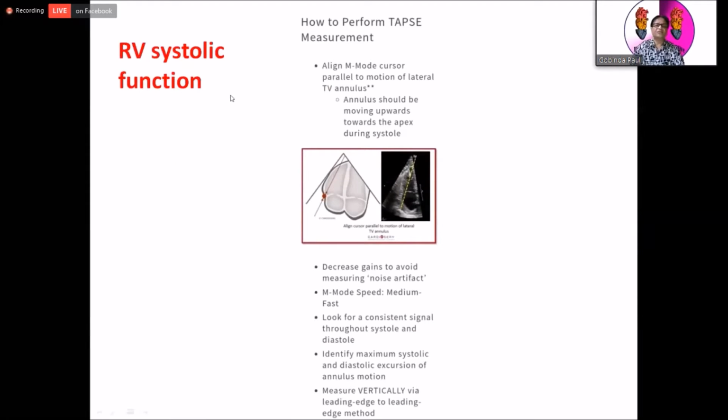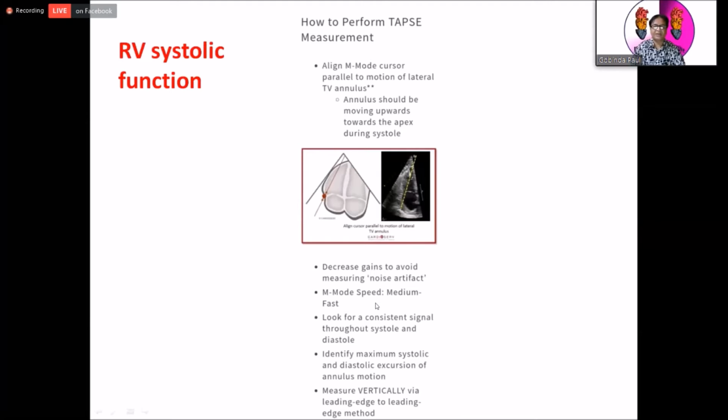Now RV systolic function we can assess by M-mode. Here are some guidelines on how to perform TAPSE, tricuspid annular plane systolic excursion, which is a marker for global RV systolic function. Alignment should follow the movement of the tricuspid lateral annulus, which moves towards the apex, not vertically upwards. There is to some extent angulation. And the annulus should be moving towards the apex during systole. Here gain should be decreased to avoid noise artifact.